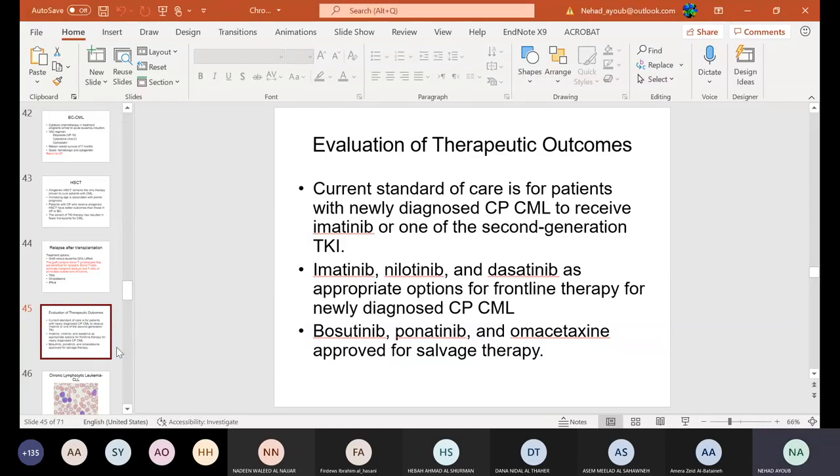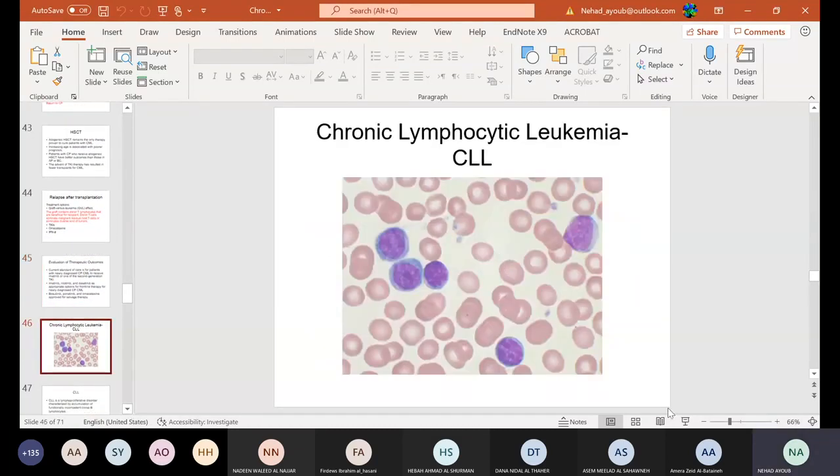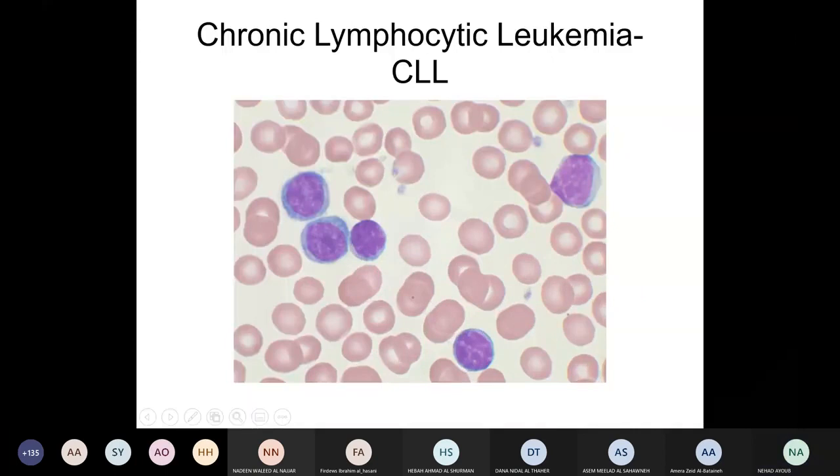Done. Now we will go to CLL, chronic lymphocytic leukemia. Chronic lymphocytic leukemia is basically, you know, a proliferative disorder of a B cell. Okay, فهي B cell leukemia. CLL in United States, okay, هي the most common form of leukemia in the adults.